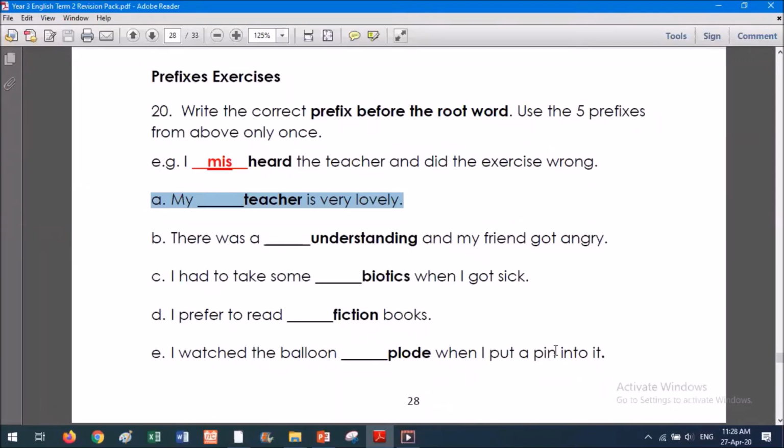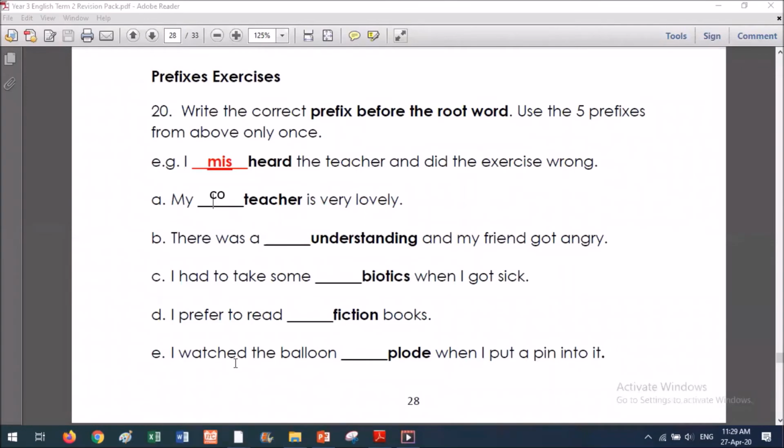Co. Co? Do you think it's a co-teacher? Yes, it is. It's our co-teacher. Co-teacher. Does that sound correct, Yusuf? Yes. Bravo, Yusuf. Thank you. Okay, who would like to do the next one?